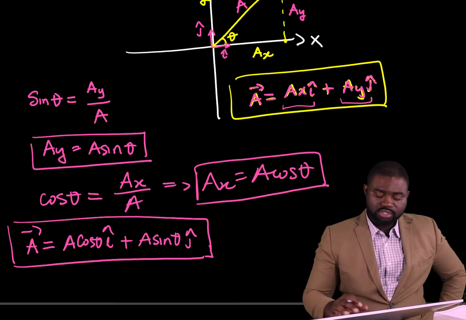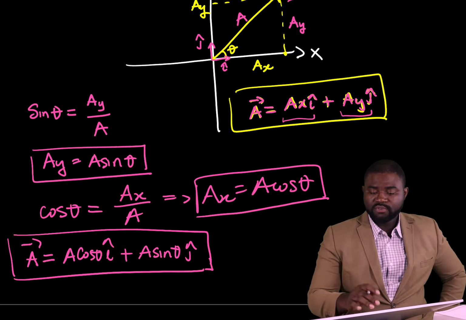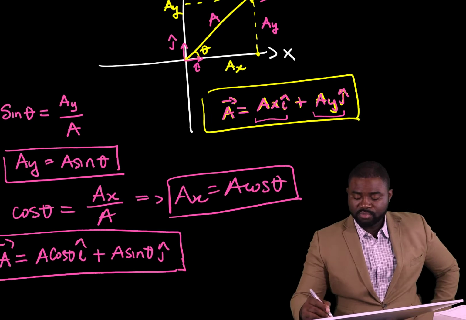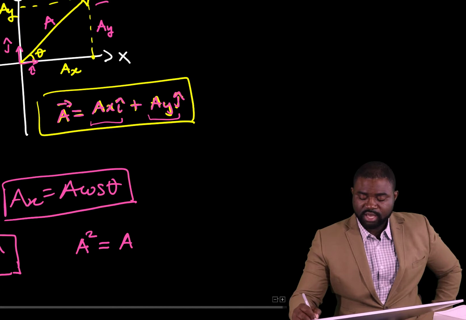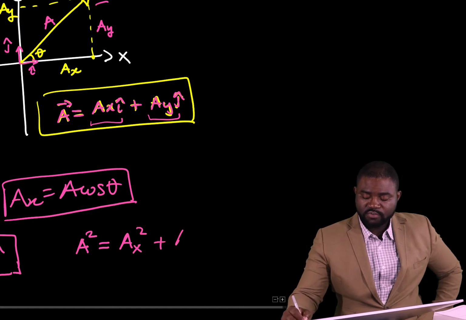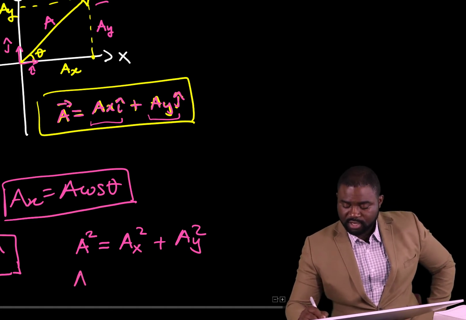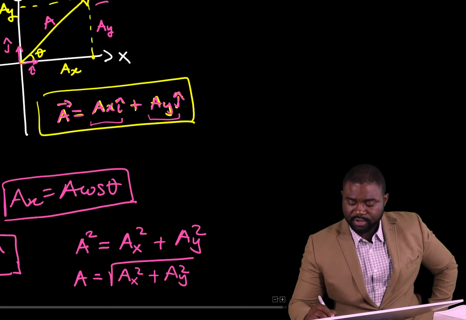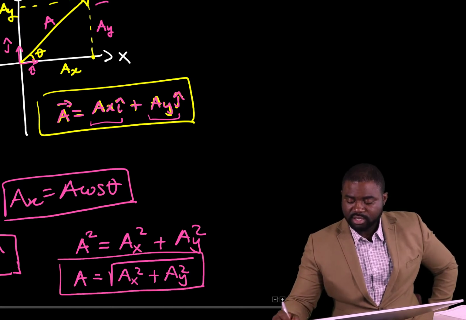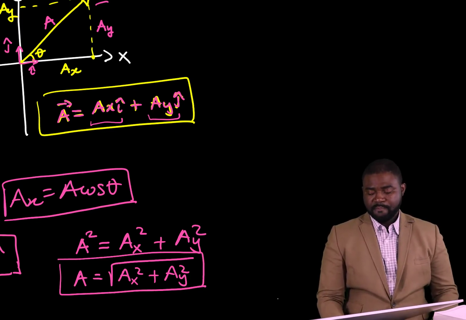We're going to do this in detail later, but the real thing I want you to remember is this. If we use the Pythagorean theorem, you will see that the magnitude of vector A squared is equal to ax squared plus ay squared. What that means is that A is equal to the square root of ax squared plus ay squared. This formula right here gives us the magnitude of vector A.